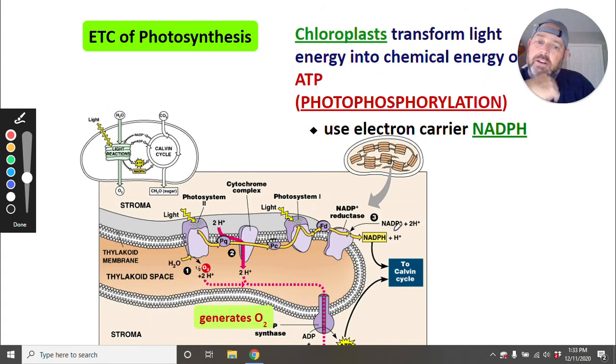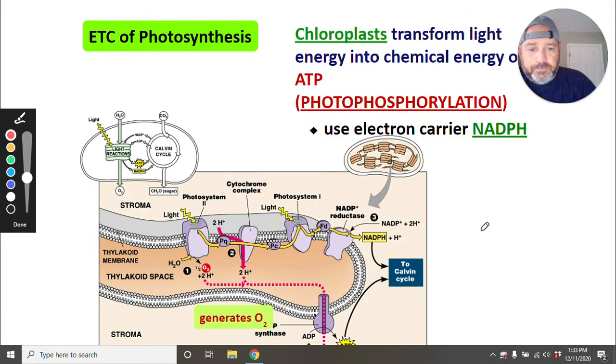So here is our electron shuttle bus for photosynthesis. Remember in cellular respiration, we had NADH, okay? In photosynthesis, we have NADPH, okay? That should never be missed on a test, right? NADPH is for photosynthesis, right? They both have a P in them, okay? NADH is for cellular respiration. They do not cross over, okay? NADH stays with respiration, NADPH stays with photosynthesis.